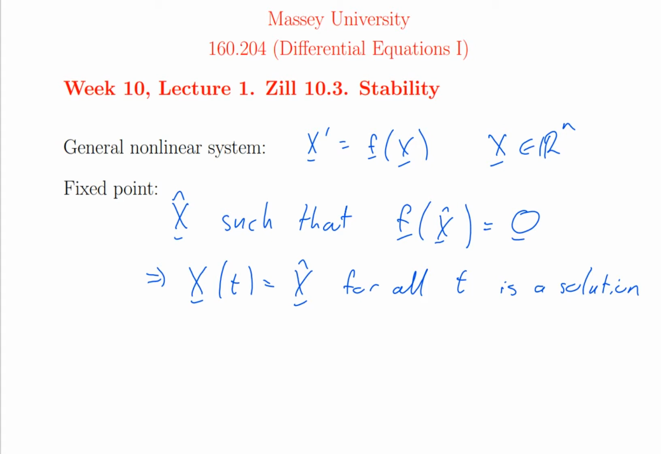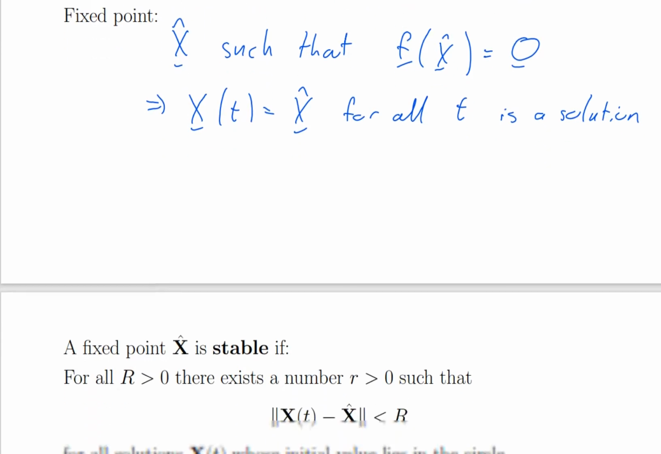The question about stability is, what happens if the initial condition is close to x hat? If you start close to the fixed point, will you stay nearby forever, or is it possible that you'll move far away? Now, we'll see when we write down the definition that we need to be a little bit careful about the precise definition of stability of a fixed point. Well, let's explain that through the definition.